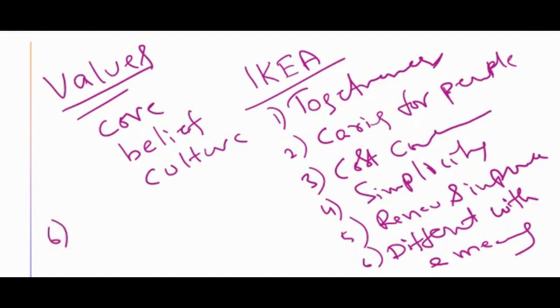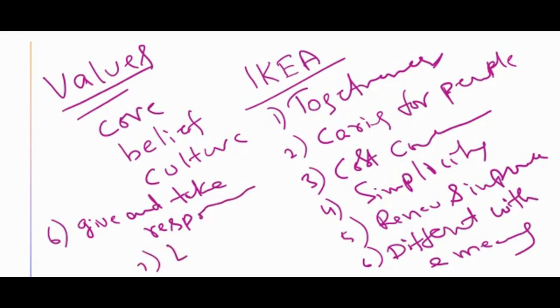Sixth, give and take responsibility. So I'm trying to list out all the core values of IKEA so that you can easily understand why they are very important for any business success. Seventh, lead by example. This is very important, right? Lead by example. So these are the core values that IKEA follows, which help them in reaching the position where they are right now.